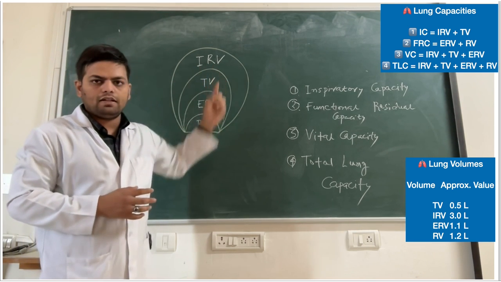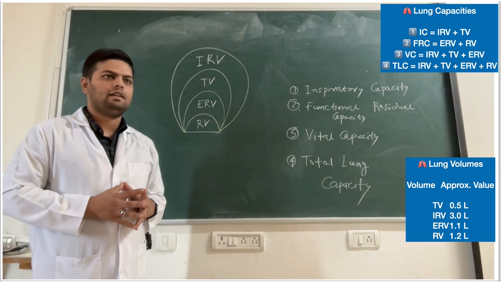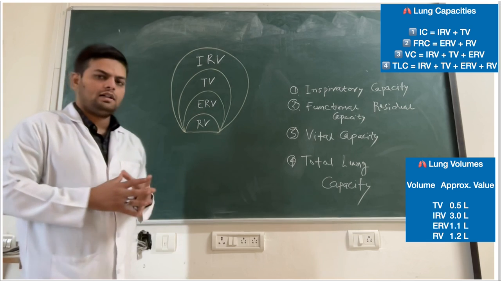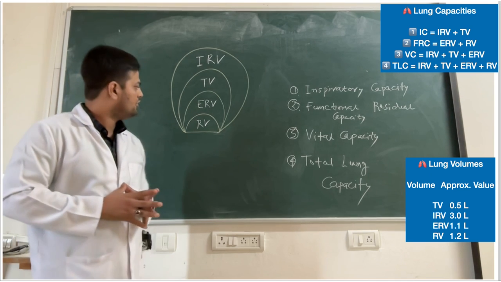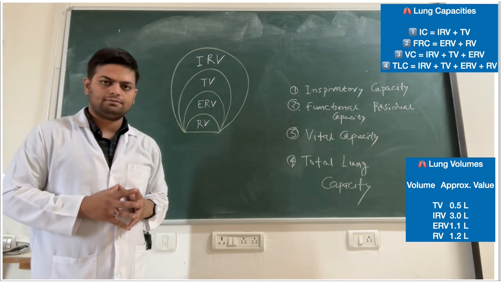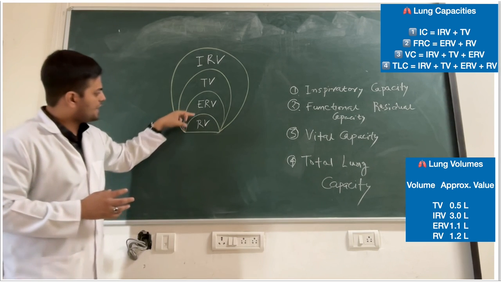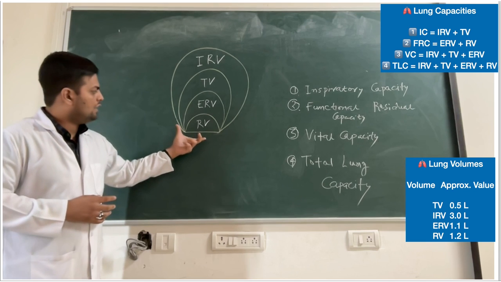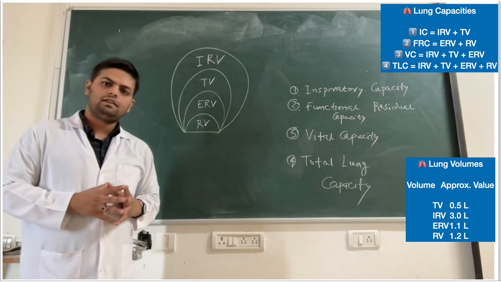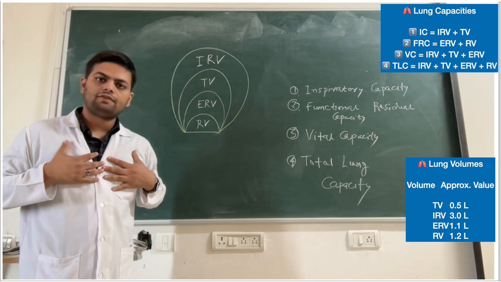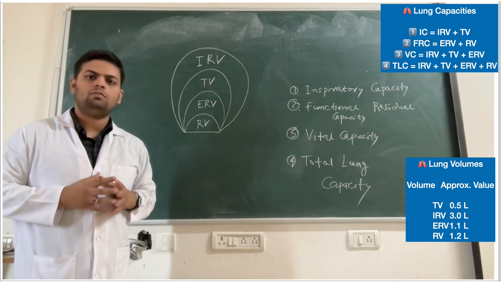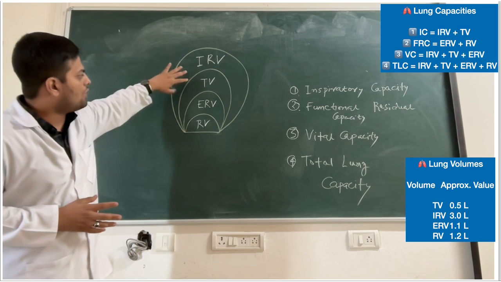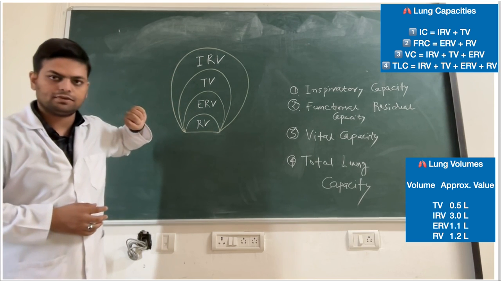Inspiratory reserve volume in a normal healthy adult male is around 3 liters. On the other hand, expiratory reserve volume in a normal healthy adult male will be around 1.1 liters. Below this expiratory reserve volume, this over here is residual volume. Residual volume is the air remaining in the lungs after the most forceful expiration. Okay, so this is all about the four different lung volumes.